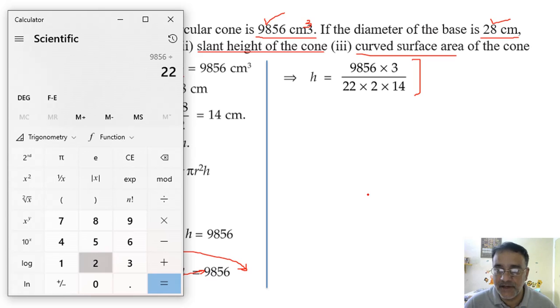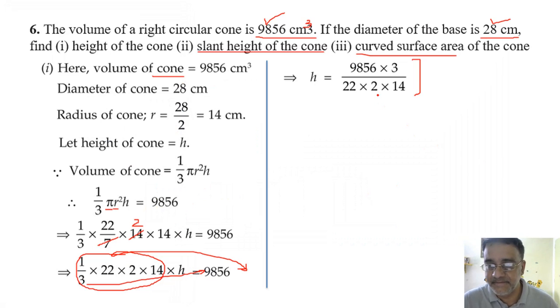So now if you simplify, 9856 divided by 22, if you divide it you will get 448. And further if you divide it by 28 you will get 16. So ये पूरा cancel करोगे तो 16 मिलेगा and the final answer is 48 centimeter. Any doubt? No, sir. And second we have to find slant height. And for slant height what formula we have to use? Root over r square plus h square.